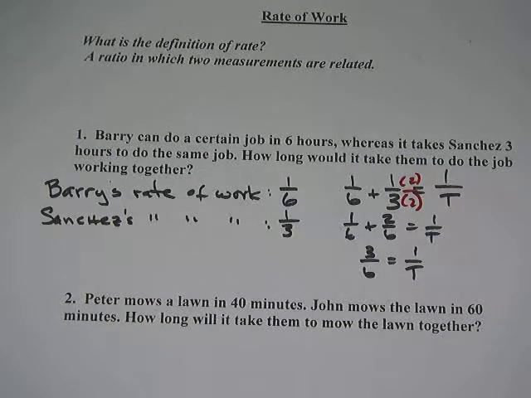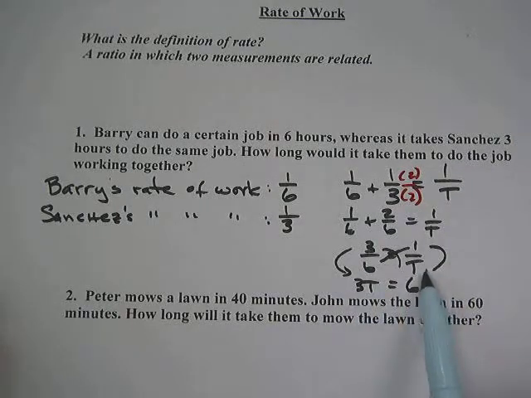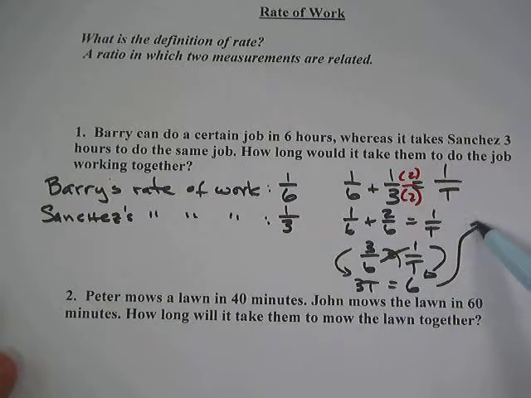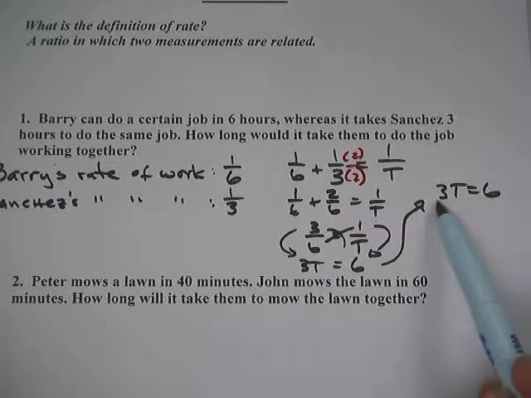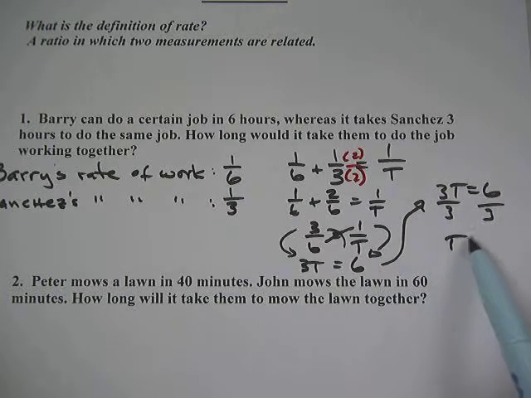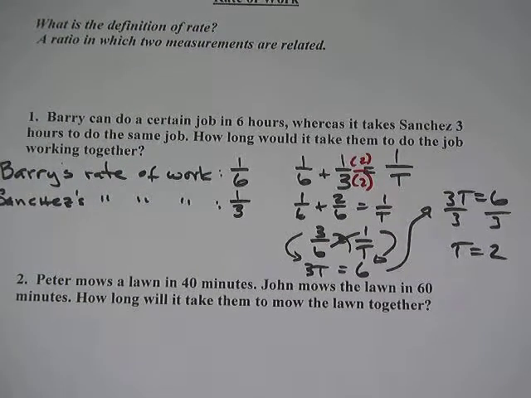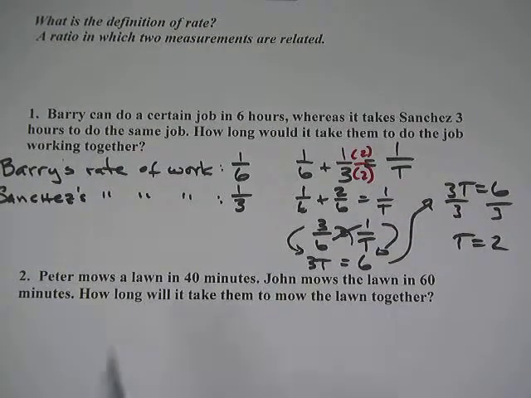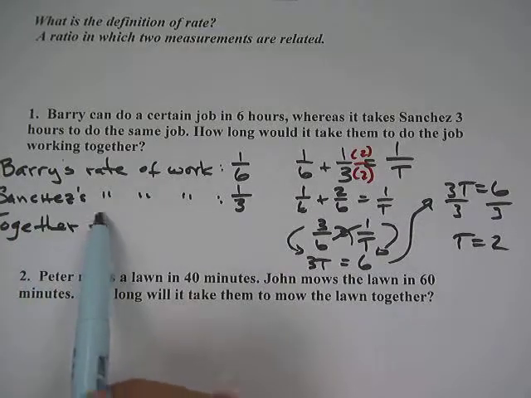Now, that doesn't quite help me yet. I'm not looking for 1 over t, I want to solve for t. So you notice what we have here is a proportion. So I'm just going to cross multiply. t times 3, 3t. 6 times 1 is 6. So 3t equals 6, divide by 3, t is 2. And what does that mean? Well, that means that together they could finish the job in 2 hours.